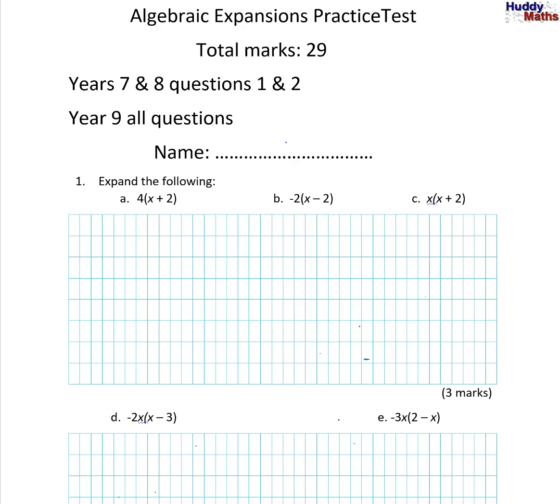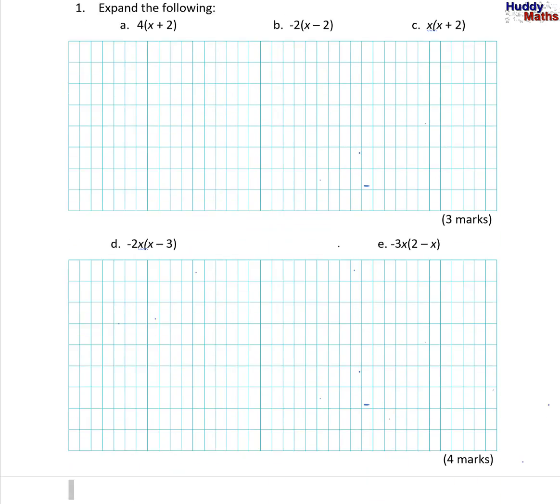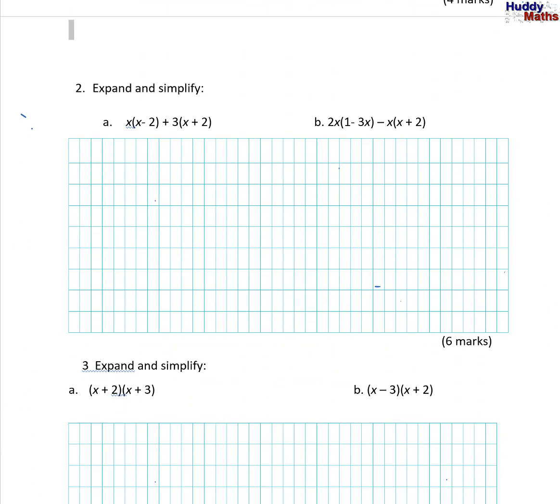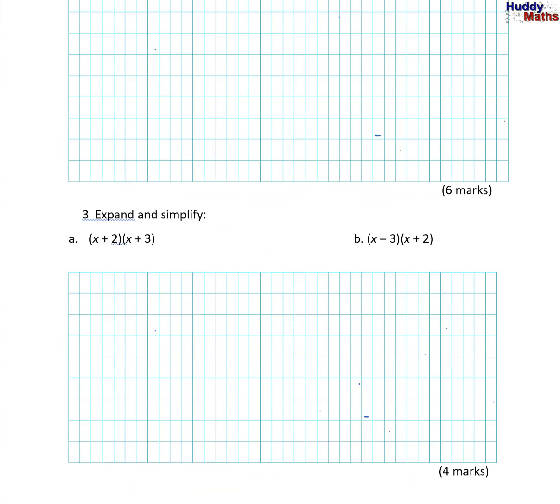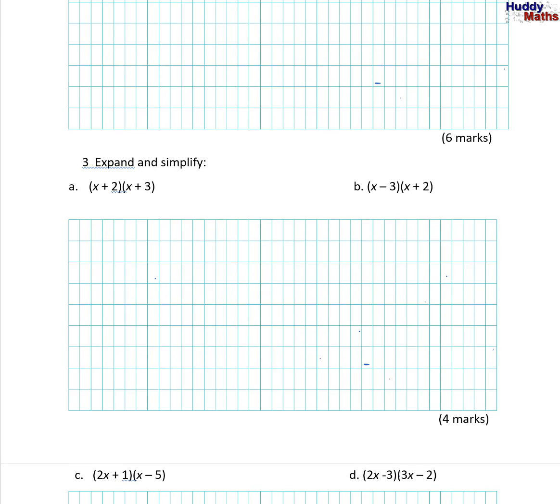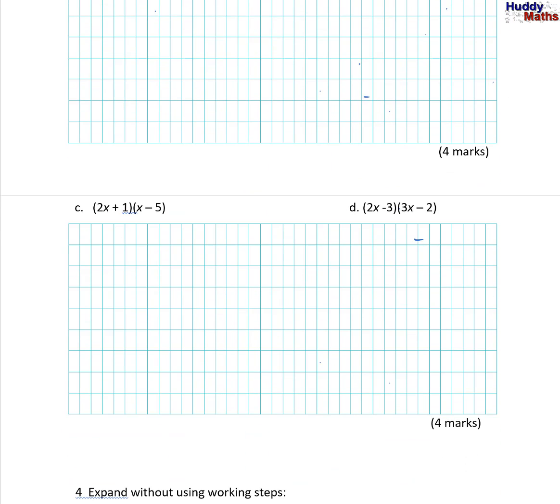So pause the presentation here and have a go at these 5, and I'll move on then to the next question. So come down to question 2. This is an expand and simplify, so you need to expand the brackets and then collect the terms up. There's question 2 and question 3 of A and B, and there's some more coming up down below, C and D.